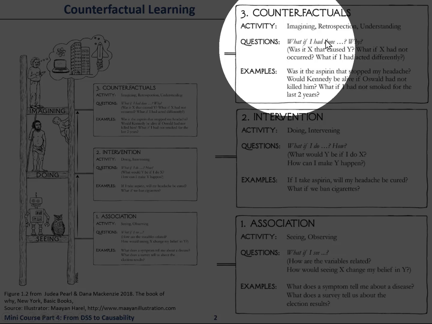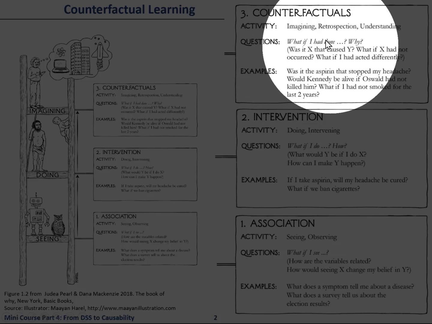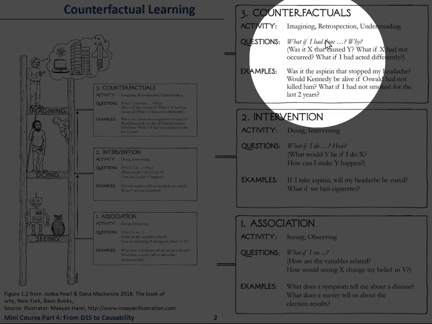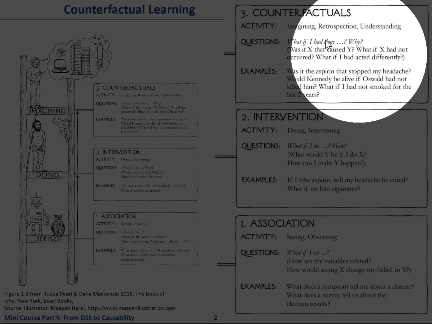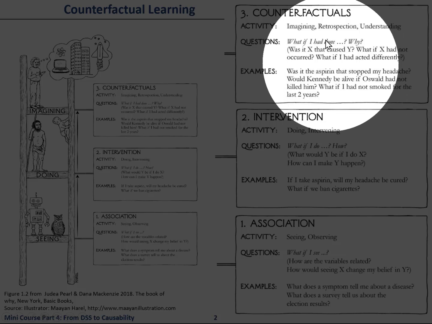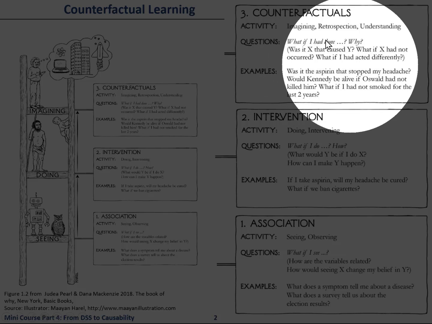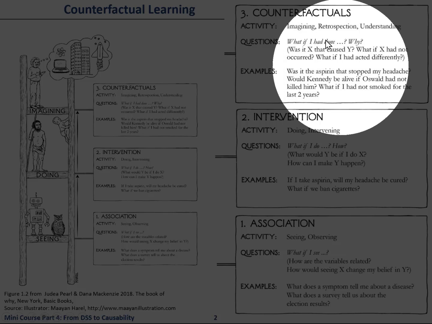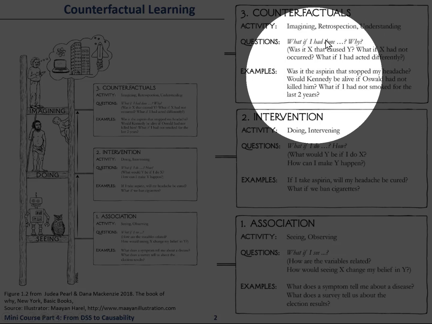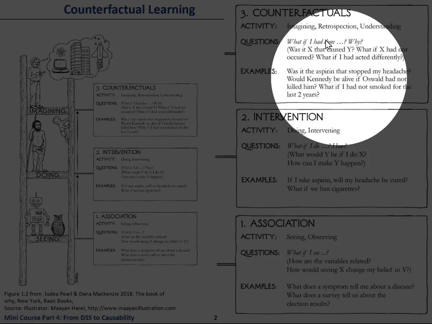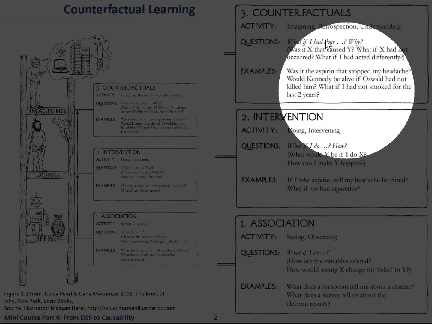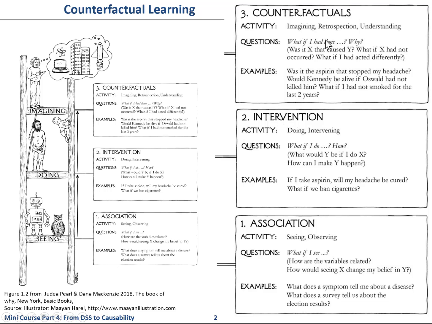So the question here would be, what if I had done and why? What is X that caused Y? What if X had not occurred? What if I had acted differently, for example? So, for example, was it the aspirin that stopped my headache? Would Kennedy be alive if Oswald had not killed him? What if I had not smoked for the last 2 years? So you see, these are the typical counterfactual questions.